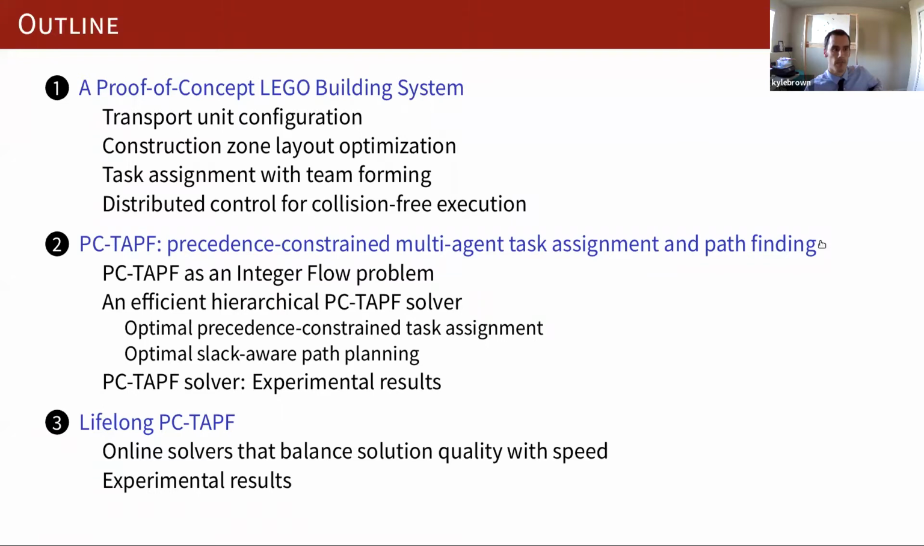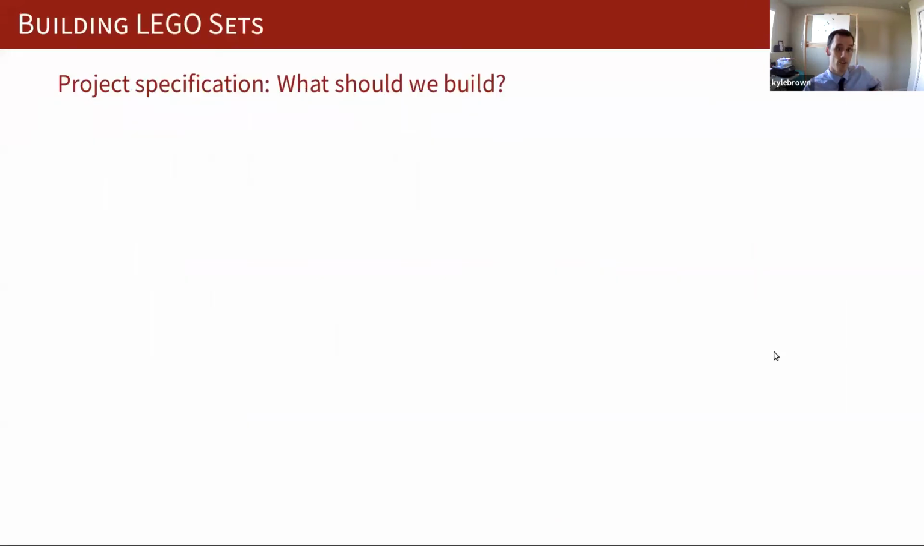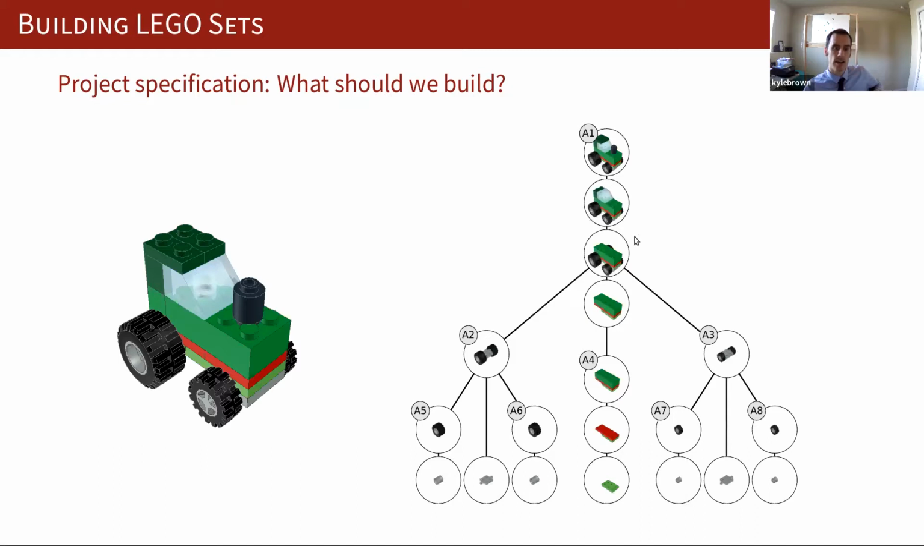So let's get started. How to build Lego sets with a team of multiple autonomous mobile robots. We start with a project specification, which tells us what we're going to build. In this case, it could be a little tractor like this. The specification includes an assembly tree, which details how all the pieces fit together. This assembly tree might be broken into sub-assemblies, and it might also be decomposed into building phases, which specify what order the different components of each assembly are allowed to be added to that assembly.